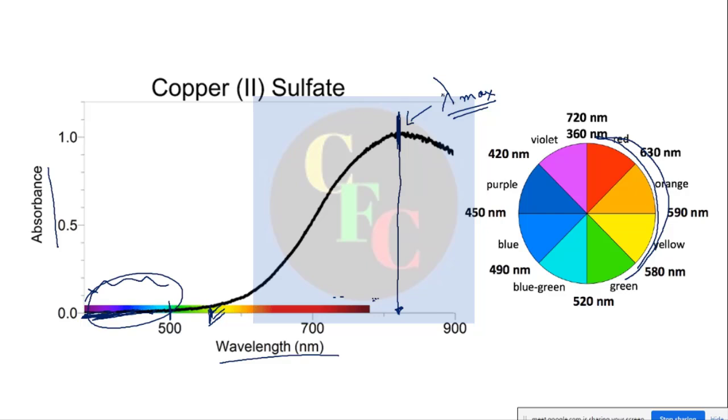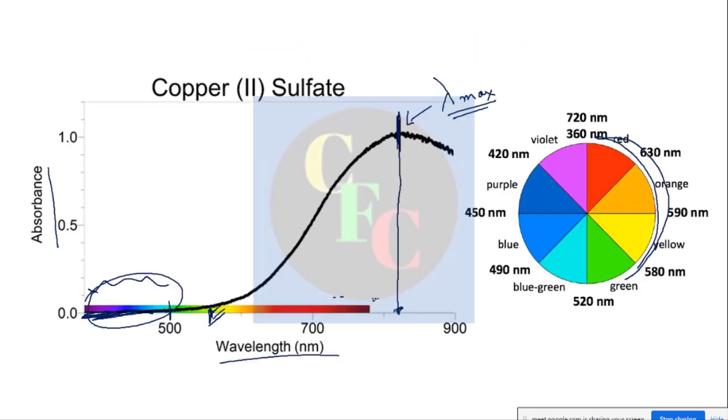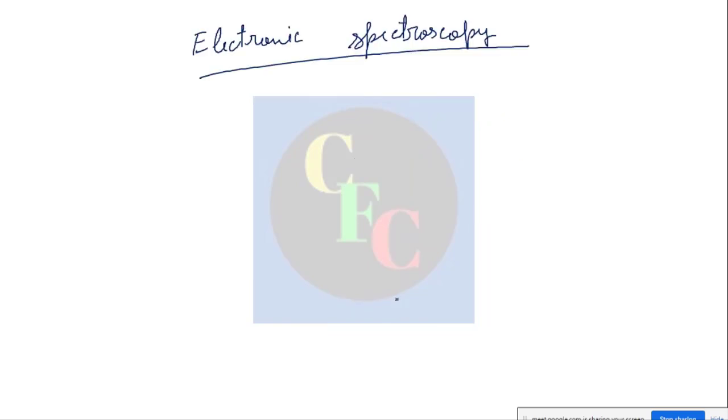This is the electronic spectrum, electronic spectroscopy. This is the topic of discussion today. Why is it called electronic spectroscopy? Because this energy gap is overcome by electronic transitions, and they involve rearrangement of valence electrons.